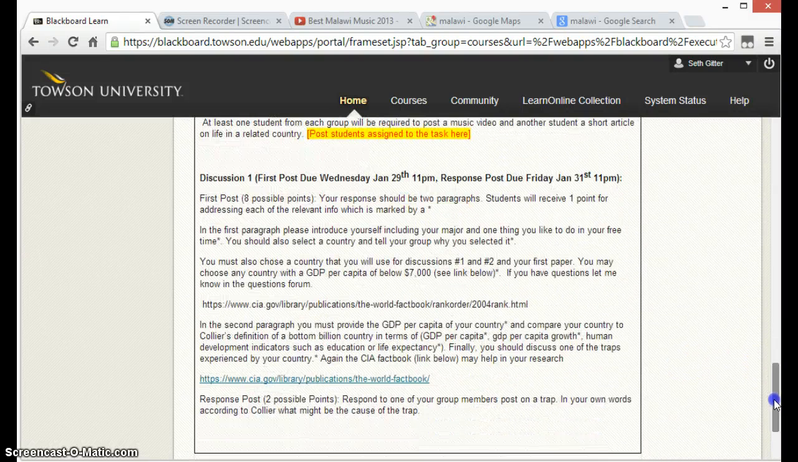So I write a very detailed rubric here. Make sure to read this. And basically, everything that has a star next to it, you get a point for if you do. So students receive each point.